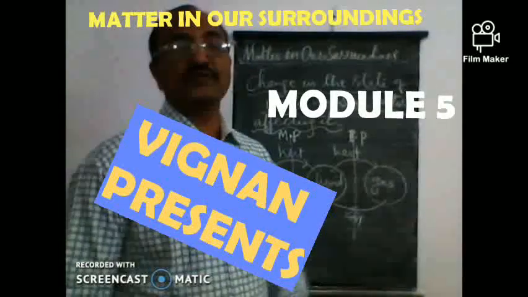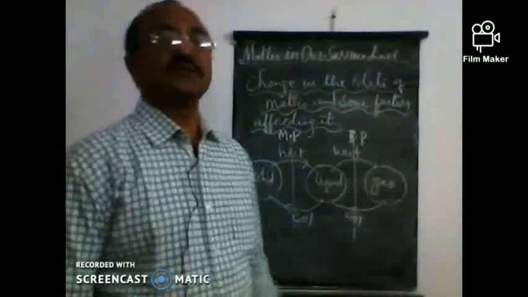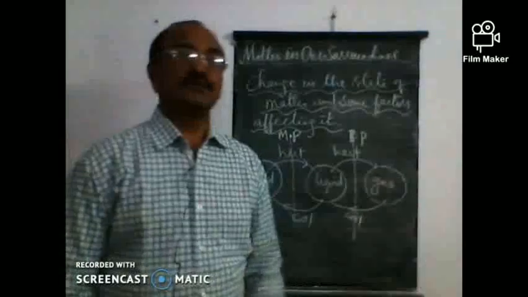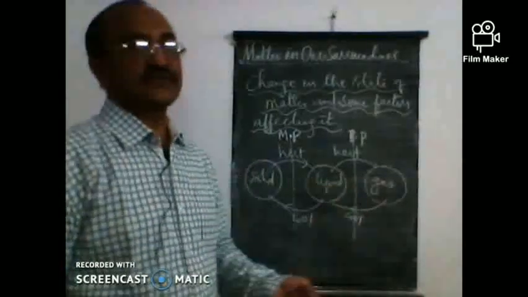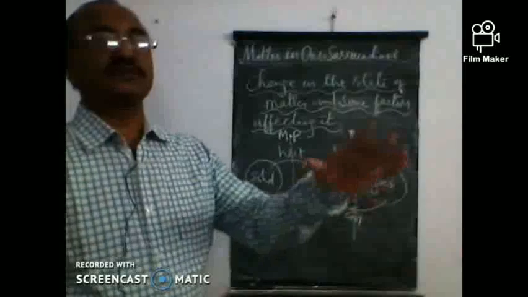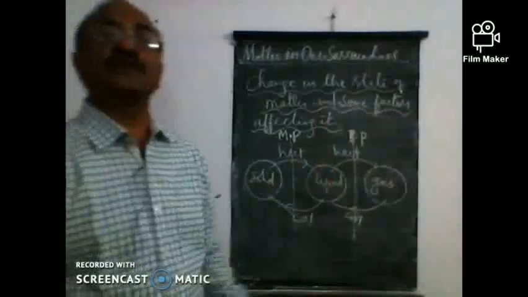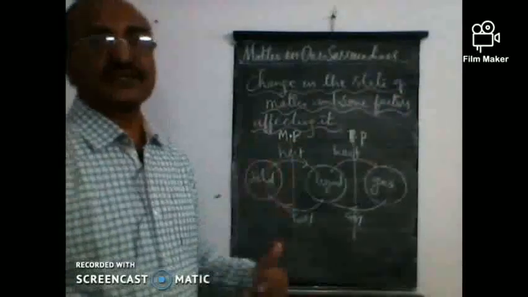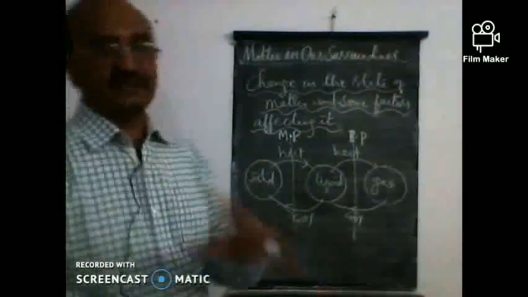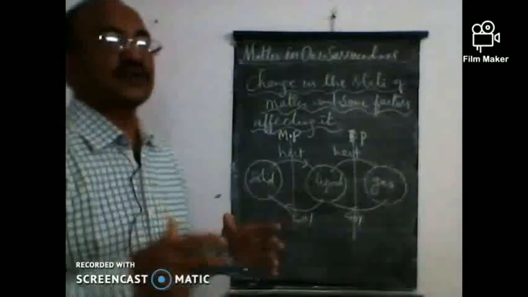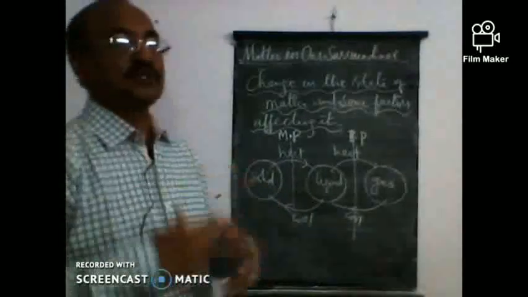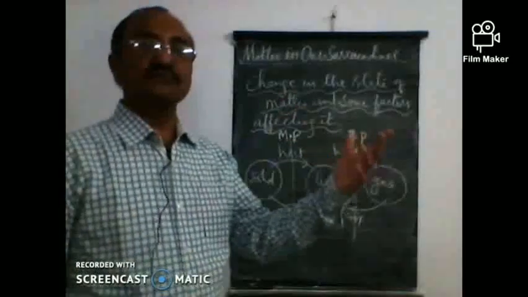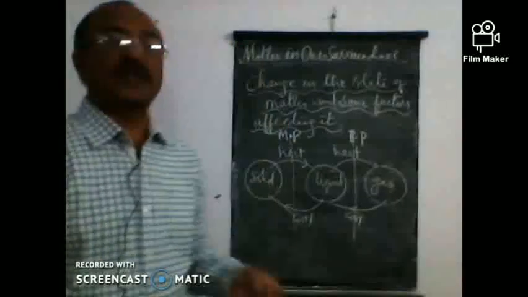And we were previously talking about the change in the state of matter. When we heated the substances, they changed the state from solid to liquid and then to gas. And when we cool it, the reverse process happened, that is, gas changed to liquid and liquid to solid again. We also talked about the melting point and the boiling point, then the latent heat of fusion and the latent heat of vaporization.